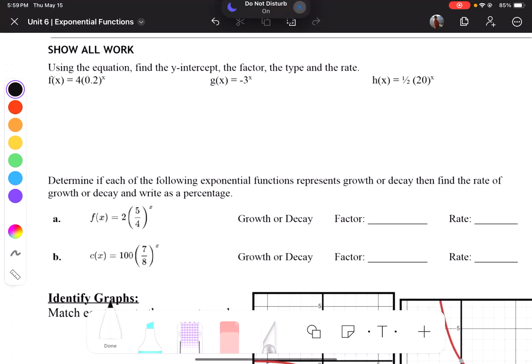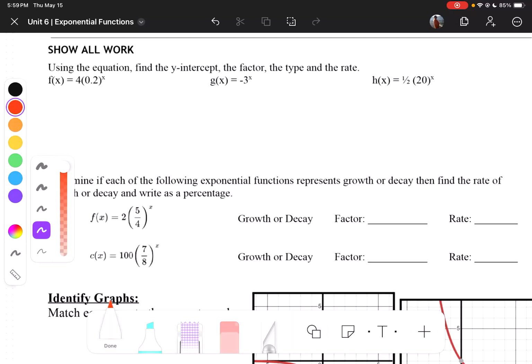Alright, so these next couple of questions are all going to be about using key features and important parts of the function of the equation. So first thing we're going to look at is what is the y-intercept. Anytime I've got a y-intercept, it's the number being multiplied out in front.